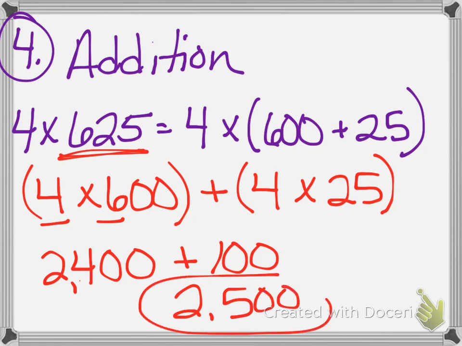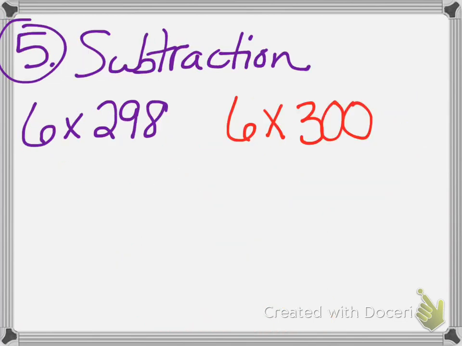Now, again, it is totally fine if they just want to do a regrouping method and do 625 times 4. I totally get that. That's what I would have done as a child. Or if they want to use their area or box method, that is absolutely fine too. This is just trying to show them another method they can use.